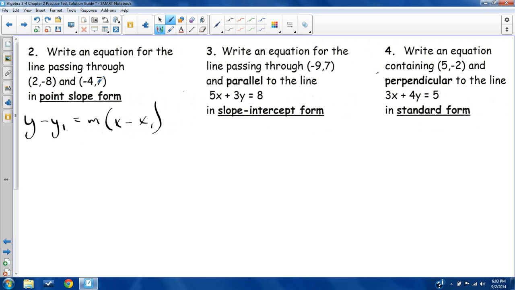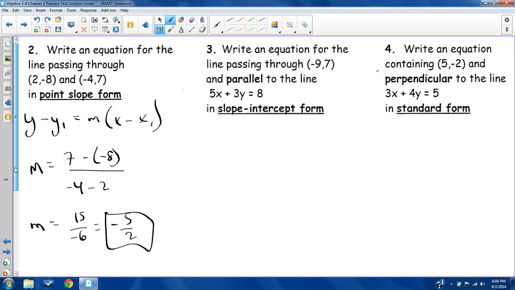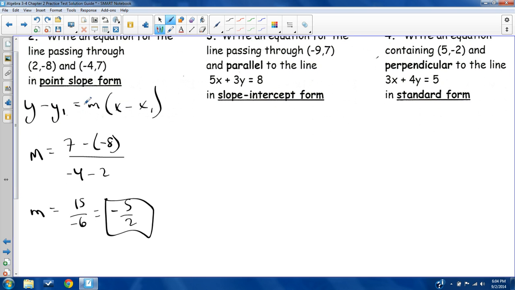And to find an m, I need to find the change. How much did I rise from negative 8 to 7? How much did I run from 2 to negative 4? That'll be my slope. So m is y2 minus y1 over x2 minus x1, which is 15 over negative 6, and that can be reduced to negative 5 over 2. So my slope is negative 5 over 2 right there. And pretty much done at this point. All I need to do is insert here.